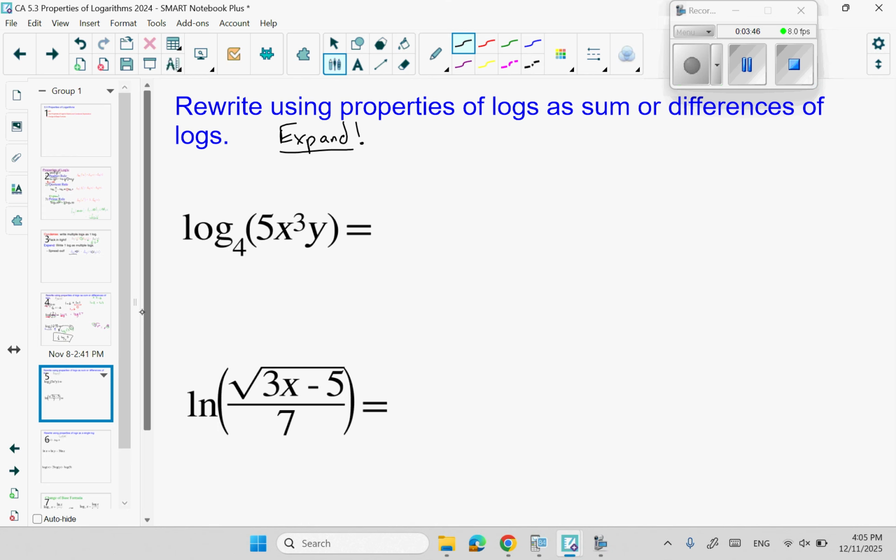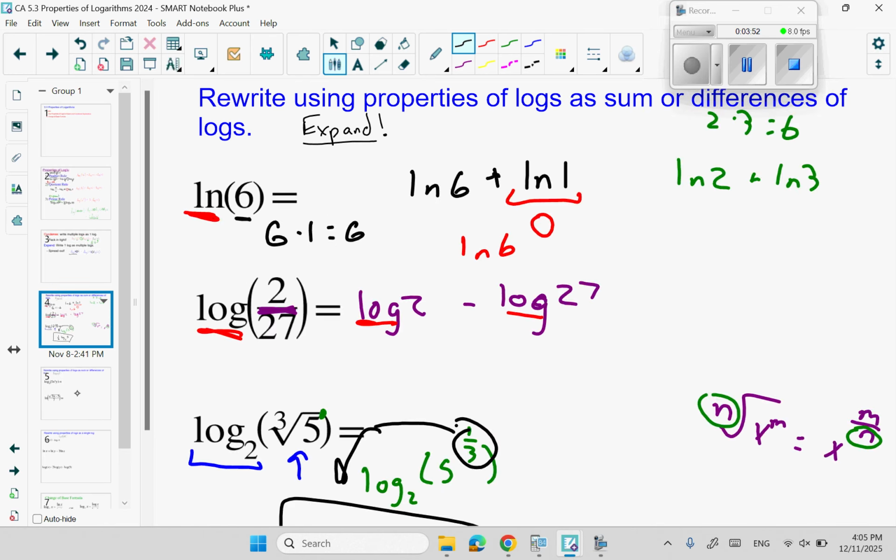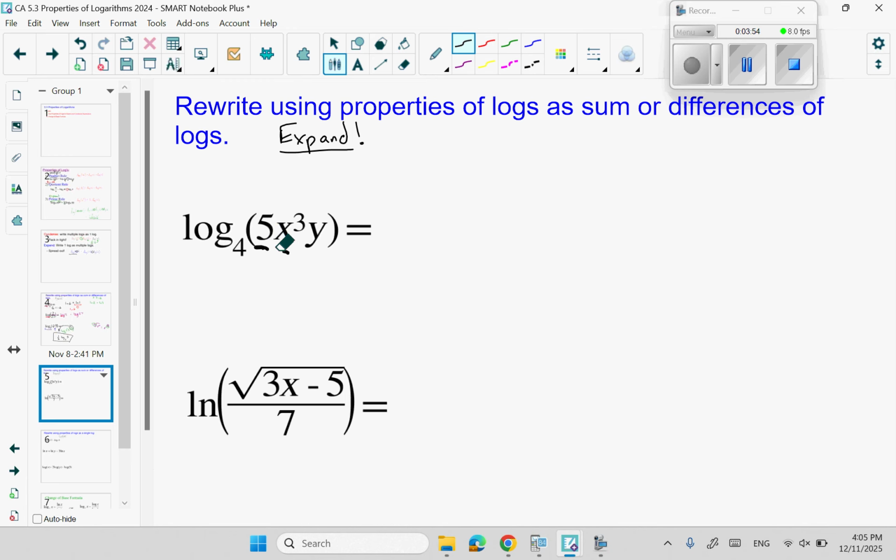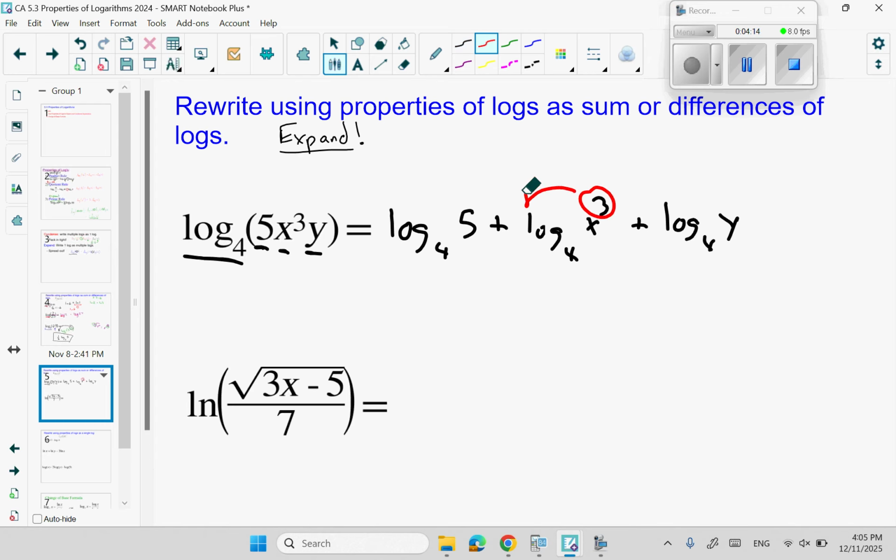Okay. Same idea, but now I'm expanding again. So I am multiplying all three of those things. I have to keep the log base 4 consistent, so log base 4 of 5 plus log base 4 of x cubed plus log base 4 of y. And then I see I have this exponent of 3, so I can put that out front. So log base 4 of 5 plus 3 log base 4 of x plus log base 4 of y.